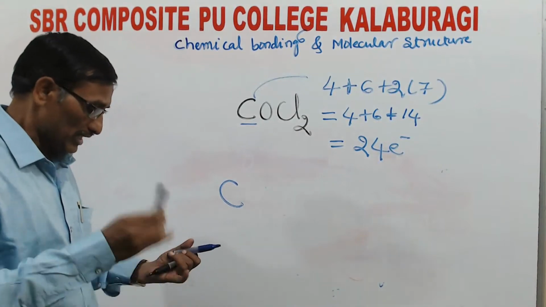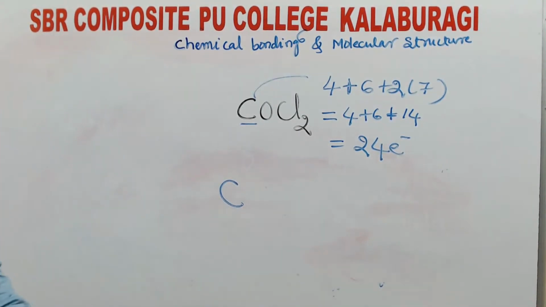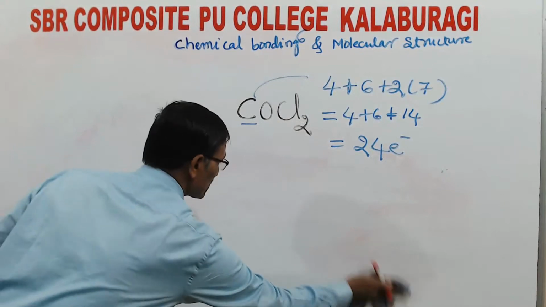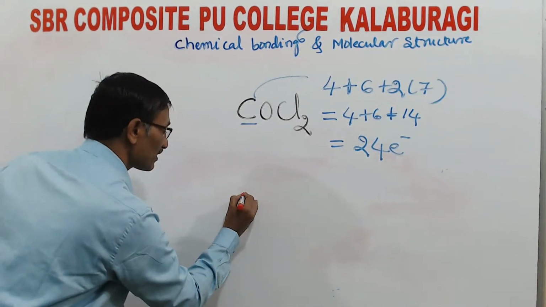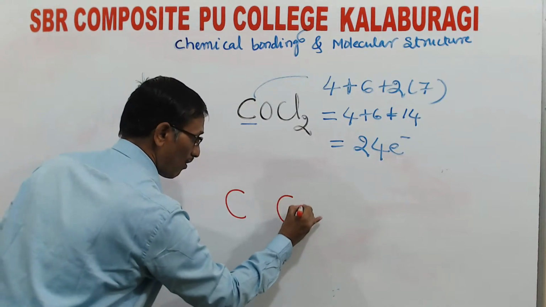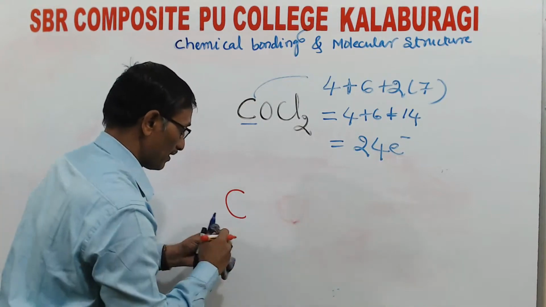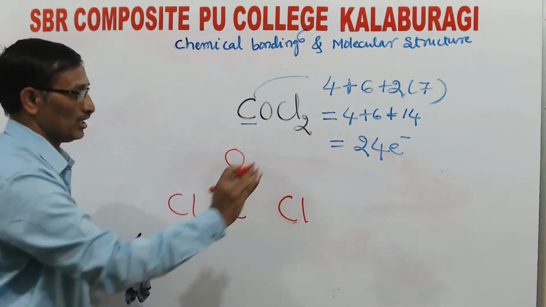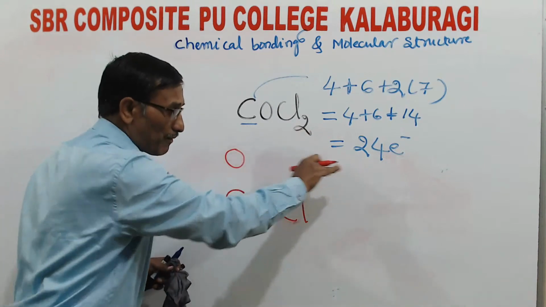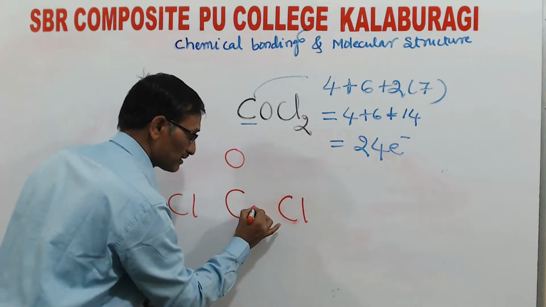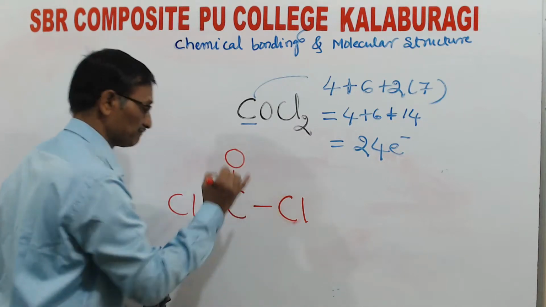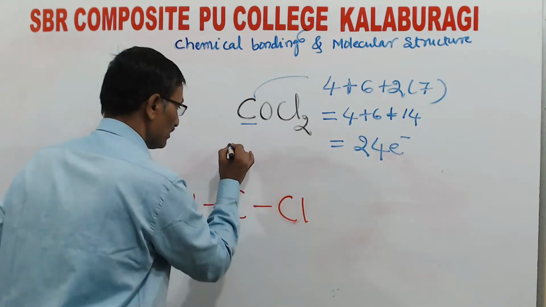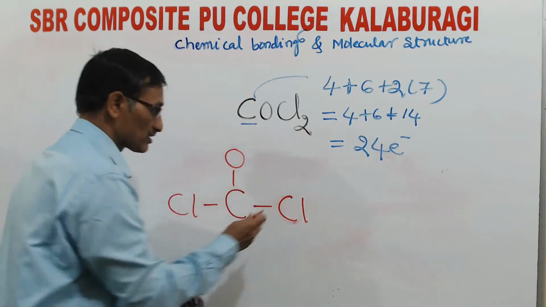Now I will write with a red marker pen, more visible for you. That is carbon, with chlorine and oxygen atoms around it. How to write? Let us see here. First, form a single bond, single, single, single. Now write the remaining lone pairs of electrons.